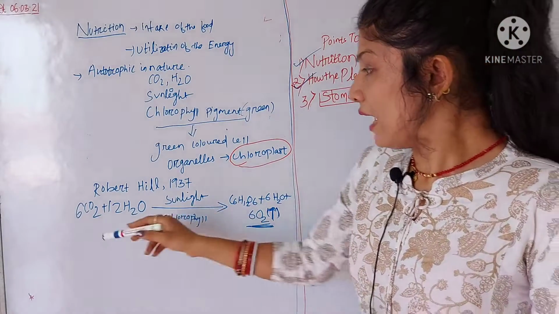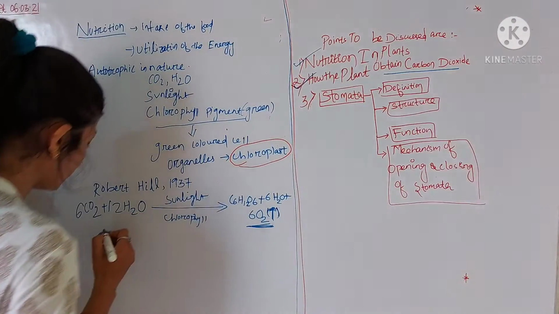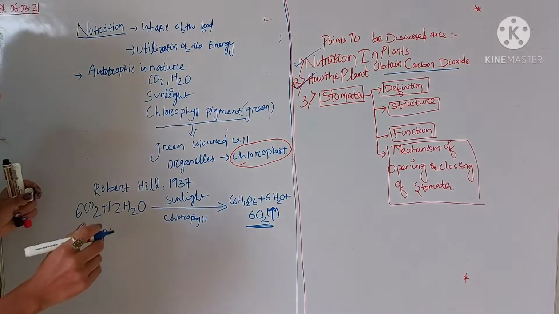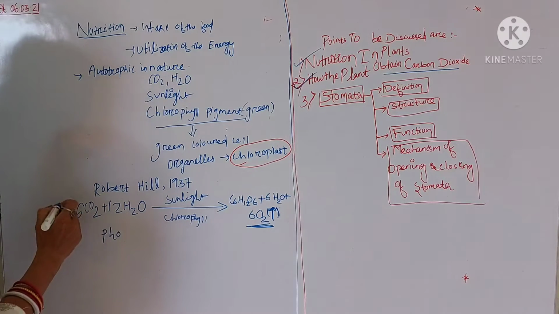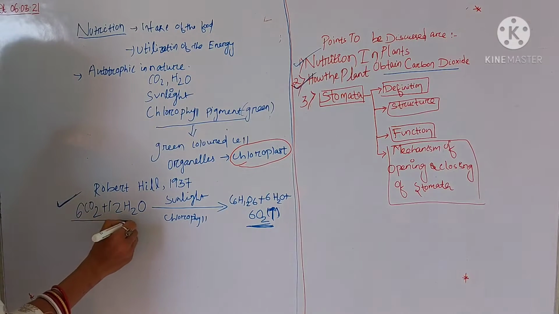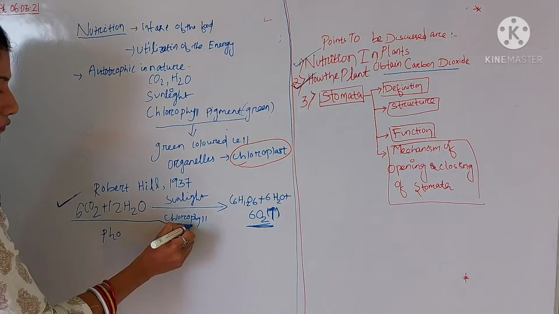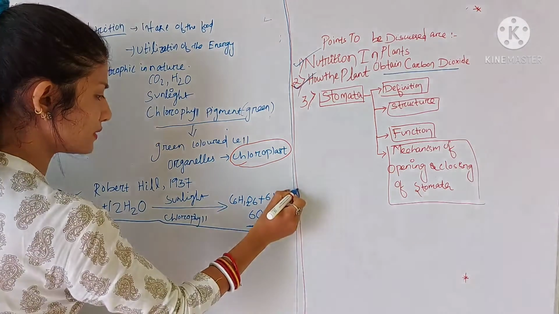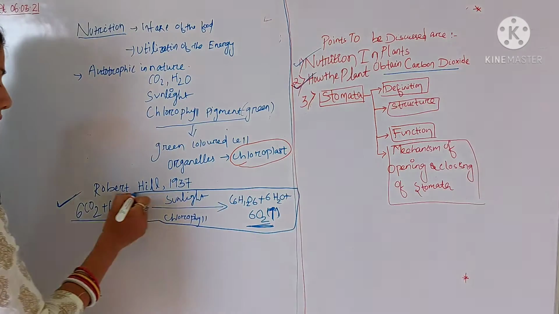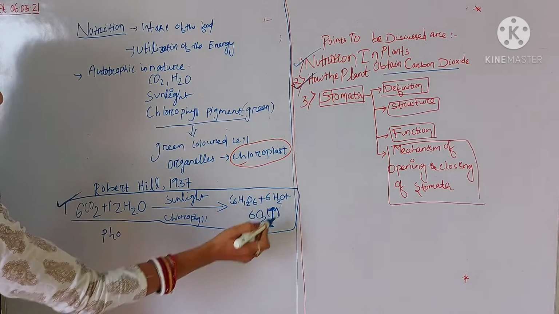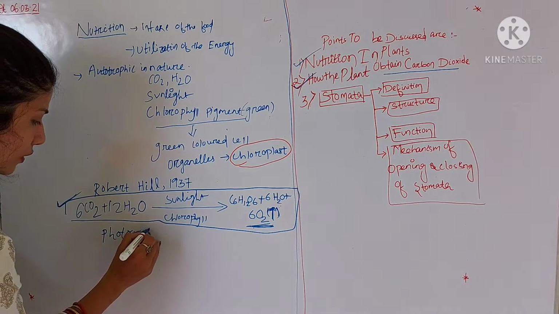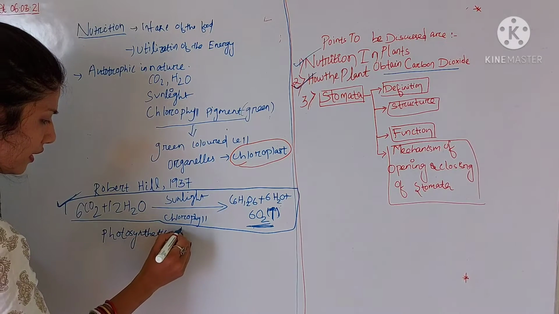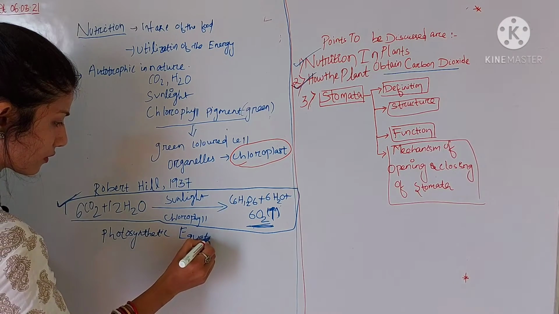Okay. In exam, if the question is to write the photosynthetic equation, you have to write this equation: 6CO2 plus 12H2O, in presence of sunlight and chlorophyll, gives rise to C6H12O6 plus 6H2O plus 6O2. This is the photosynthetic equation.